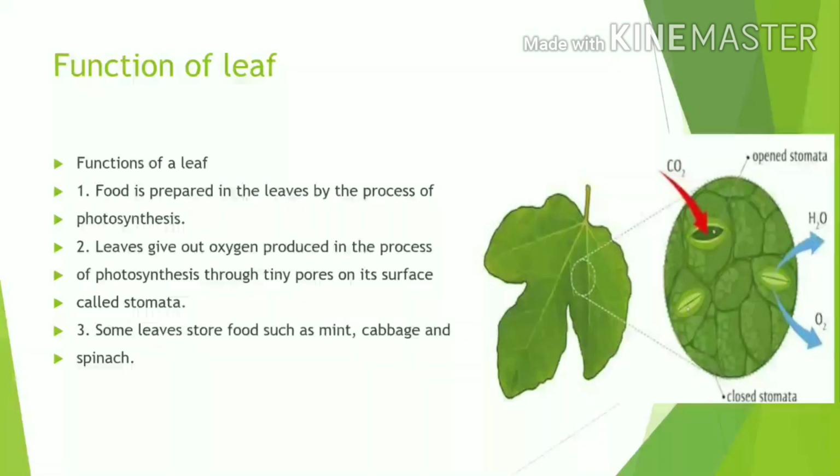Some leaves store food, such as mint, cabbage and spinach. As we have already learned about the storage roots and the storage stem like the potato, in the same way these plants store their food in their leaf. And the examples are mint, cabbage and spinach.